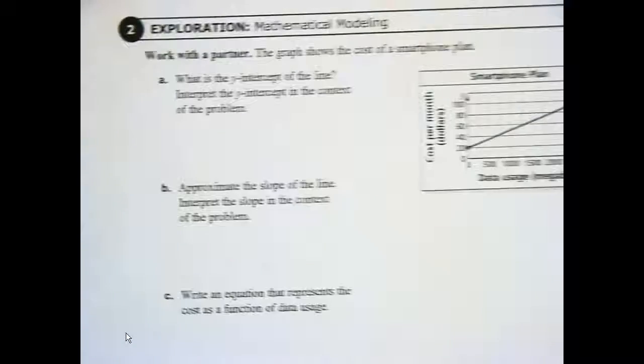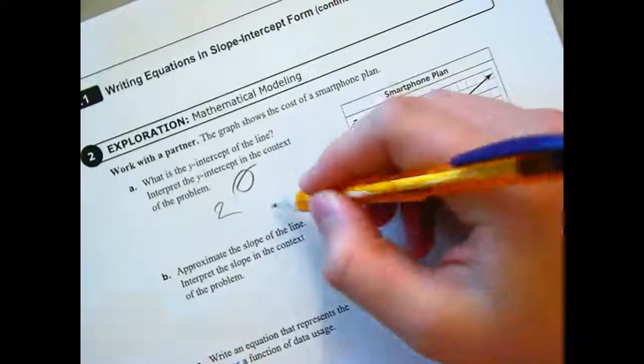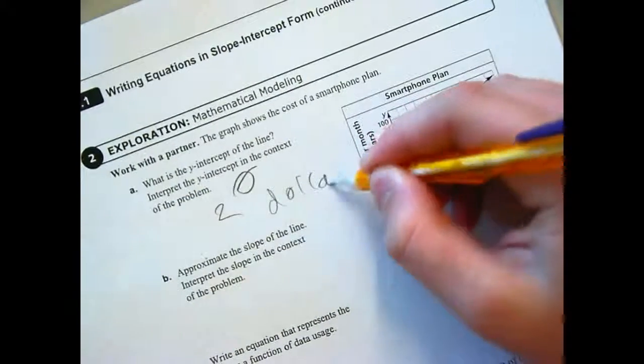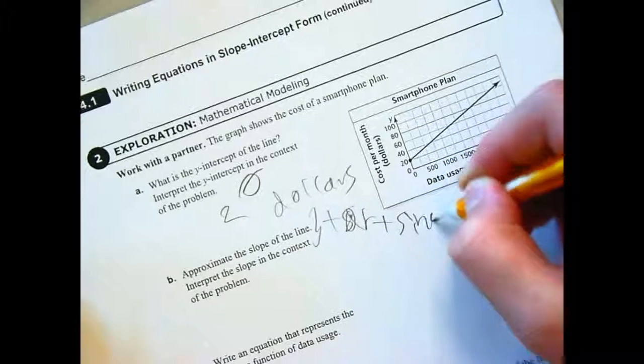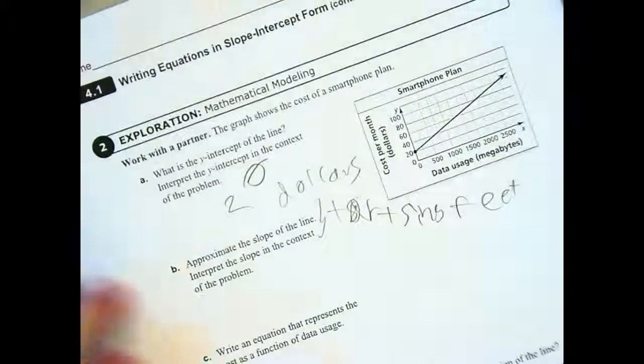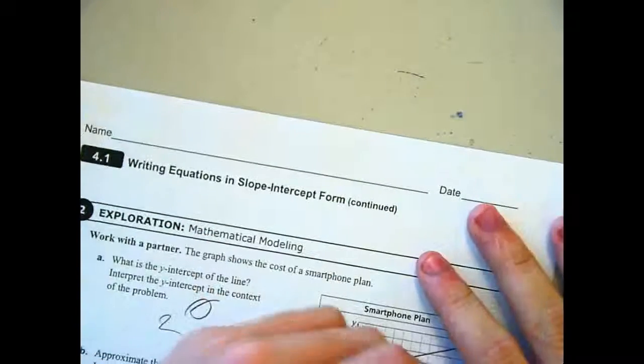Why don't you guys go on to Exploration 2. Next page, page 97. All right, let's get the solutions up there. A, B, and C. $20 starting fee. I'm going to fix it.